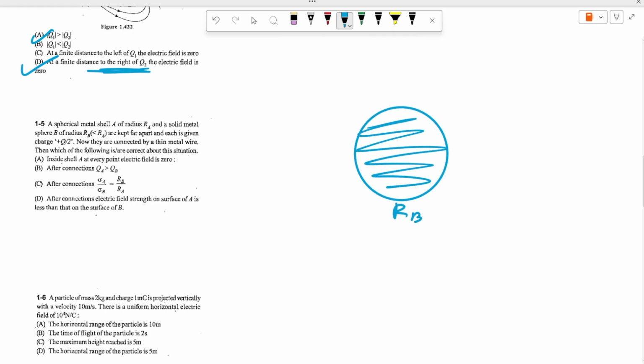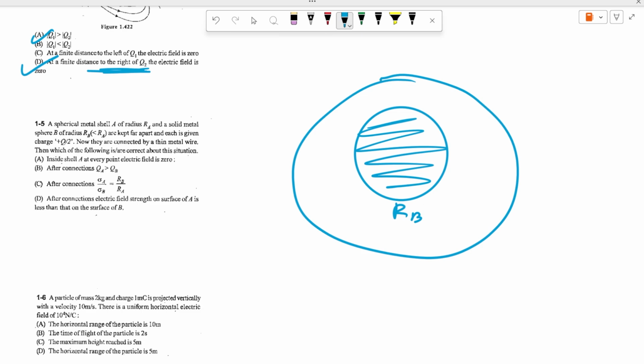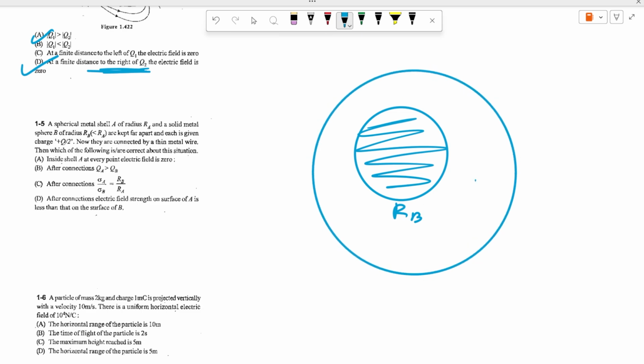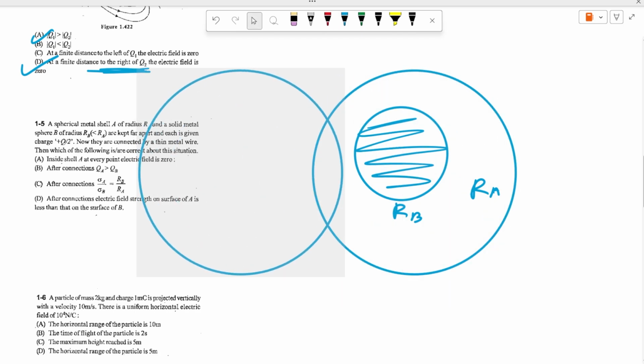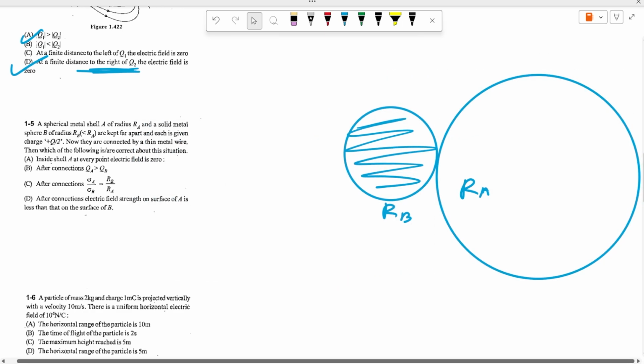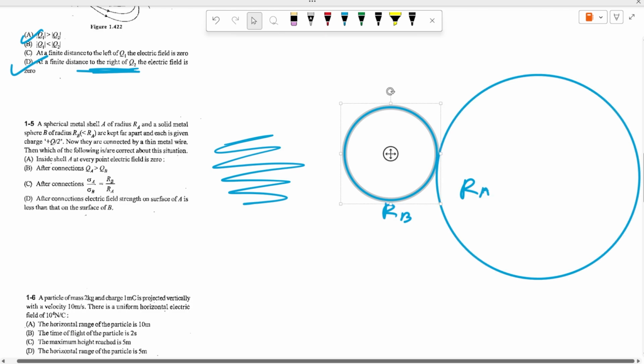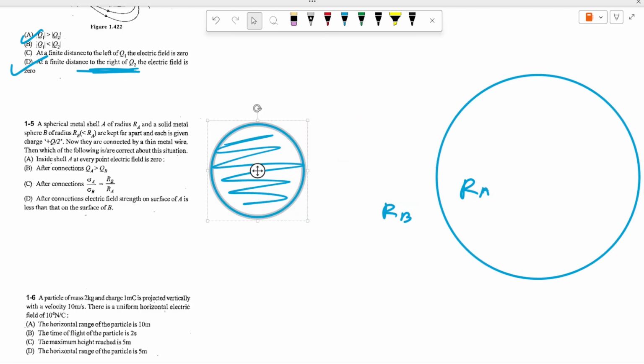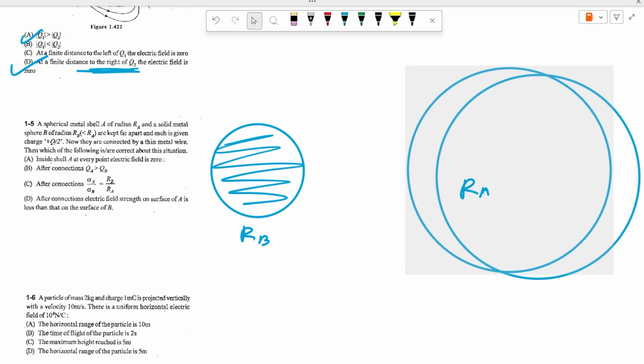This is RB, and let's draw a shell. RA are kept far apart and each is given charge. They are kept far apart, and what that essentially means is that they are not going to influence each other's fields and all that. Neither potential nor fields, right?